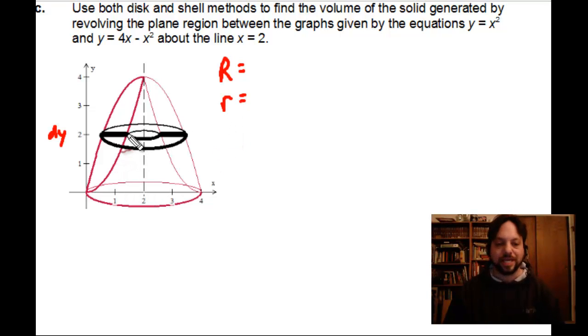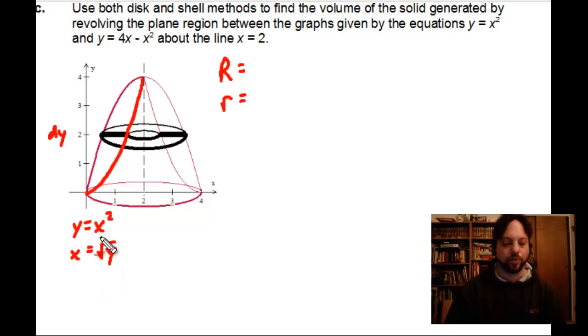Well, I'm going to start with the inner radius because it's actually going to be a lot easier to find. That's this inner radius right here. And if we're given that this is of the equation y equals x squared, but I need it in terms of y, then hopefully you can see for yourself that this is simply going to be x equals square root of y, and that is going to be my inner radius. That really wasn't that difficult.